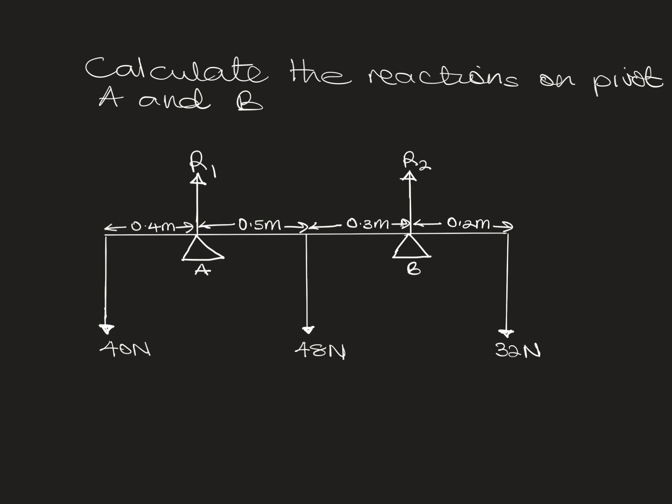Here we have a moment problem, and we are given a diagram having forces R1, R2, 40 Newton, 48 Newton, 38 Newton. The question asks us to calculate the reactions, that is R1 and R2 on pivot A and B.